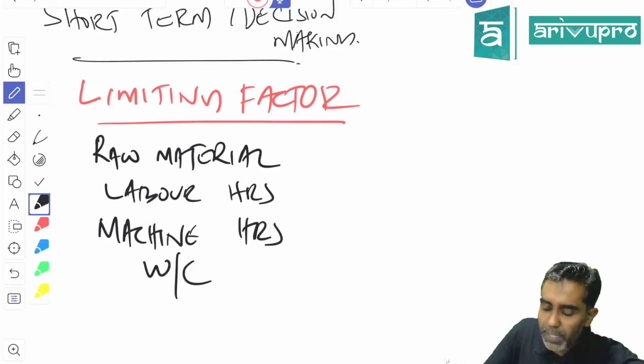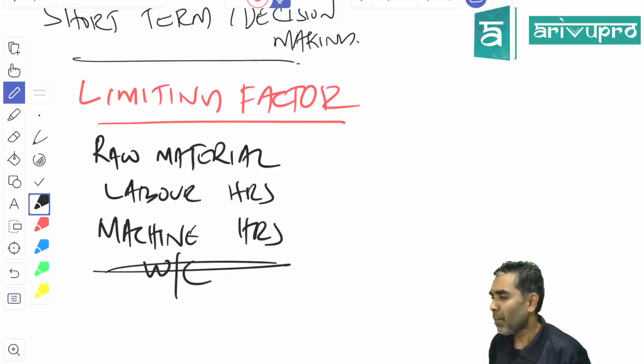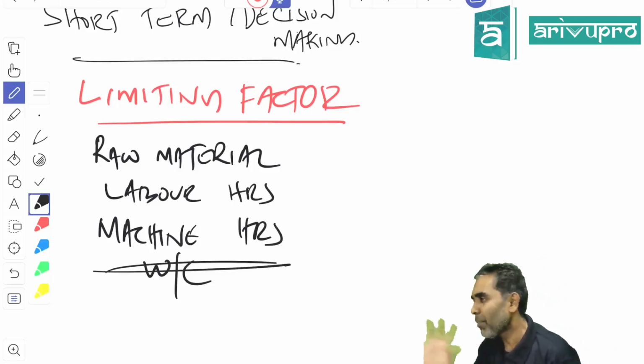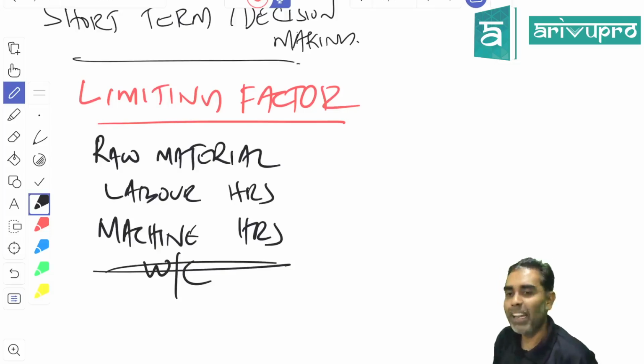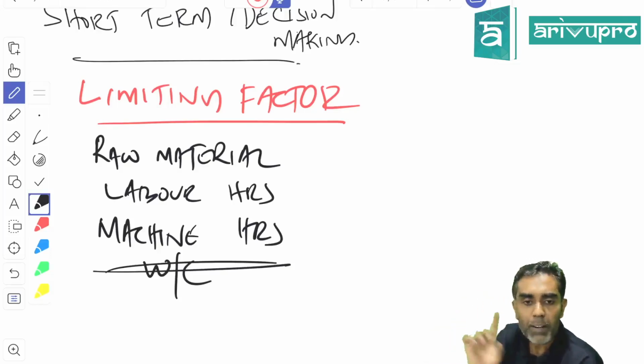Another one would be working capital, but we won't be discussing working capital for the time being. If you do not have working capital, there is no point in doing business. Therefore, in the management accounting perspective, we are going to argue only with raw material, labor, or machine hours. For the time being, there should be only one limiting factor.